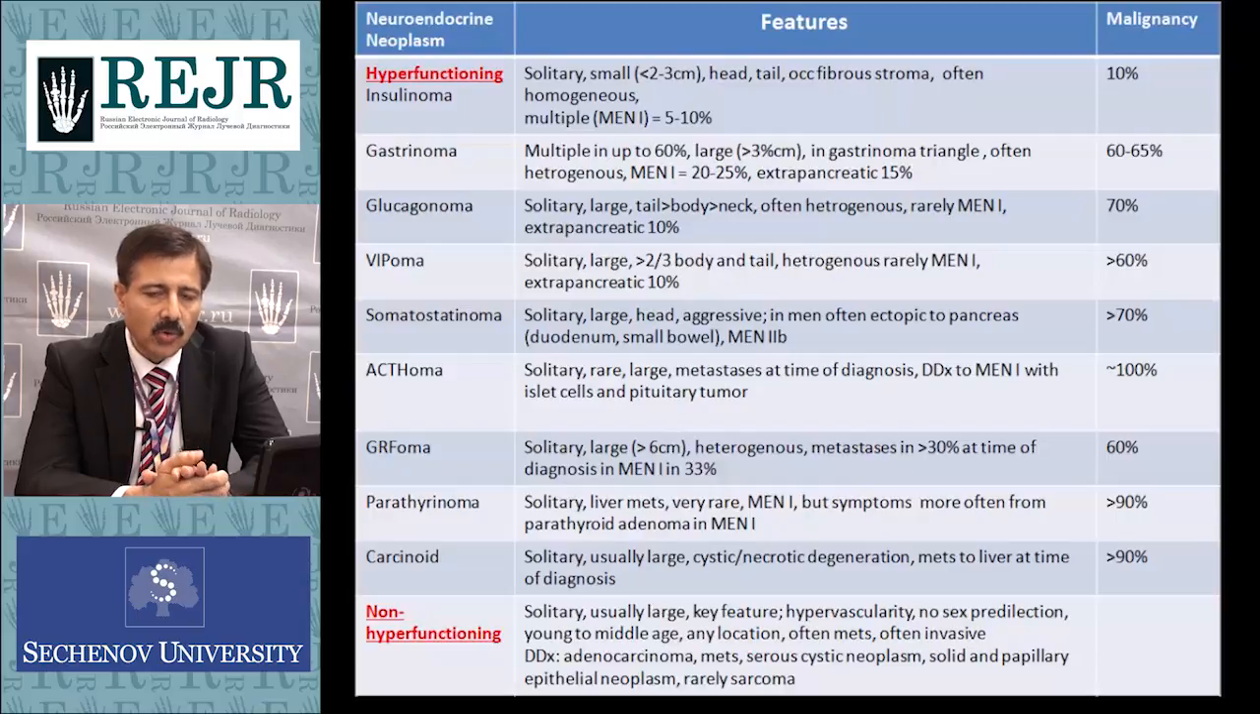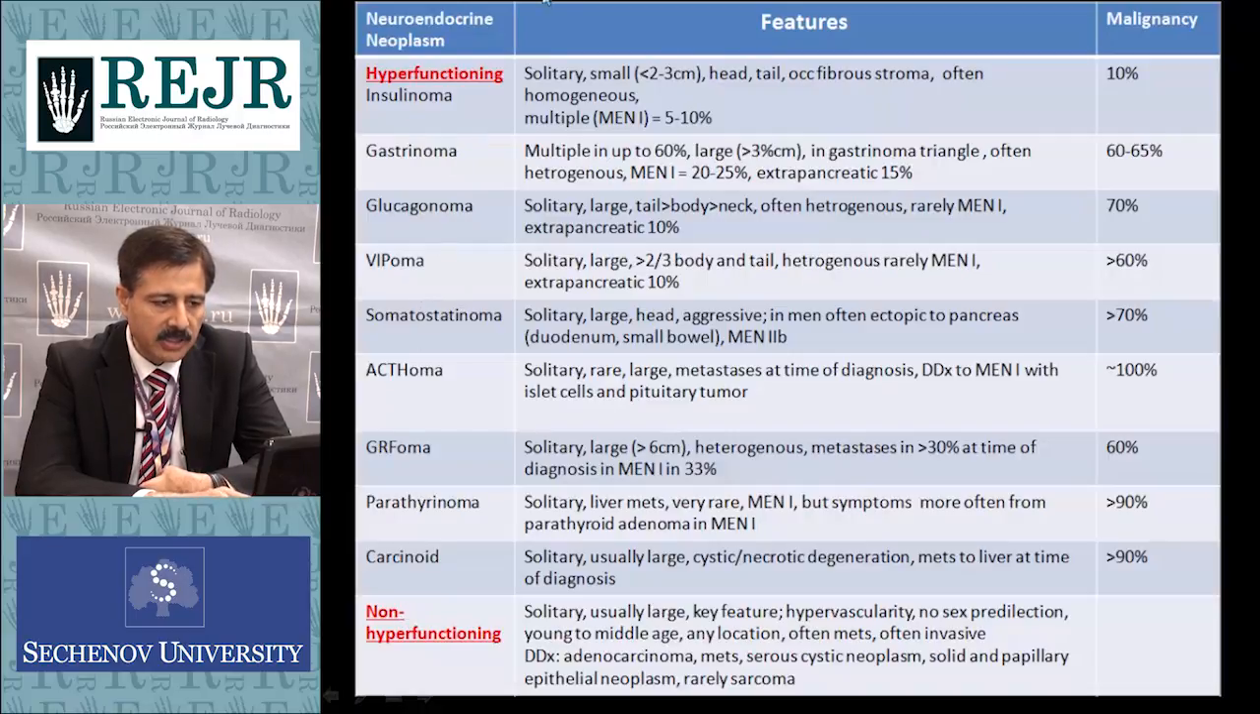Pancreatic neuroendocrine neoplasms are tumors which arise from the endocrine glands of the pancreas, namely from the islet cells. And they can be hyperfunctioning, so they can be endocrine active, or they might not be endocrine active. And they can produce various kinds of hormones, and the tumor is named according to the hormone it produces, which you can see in this table.